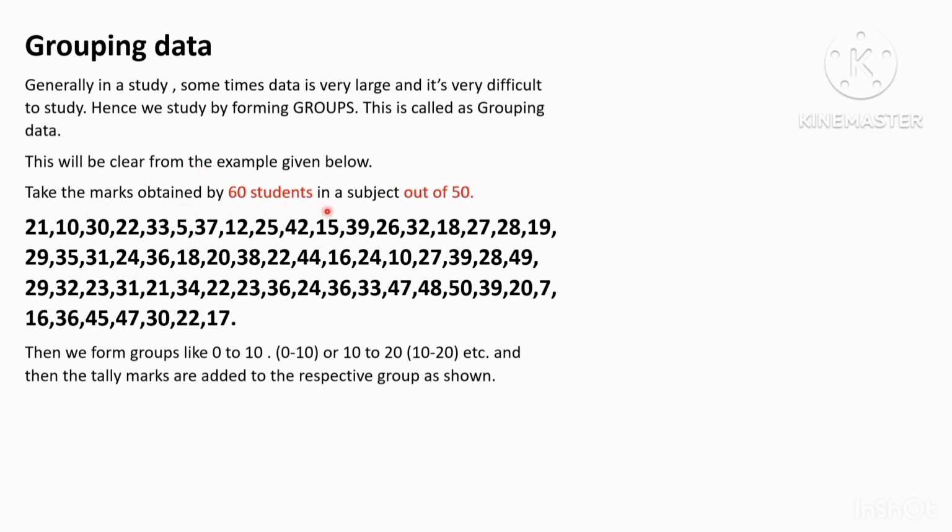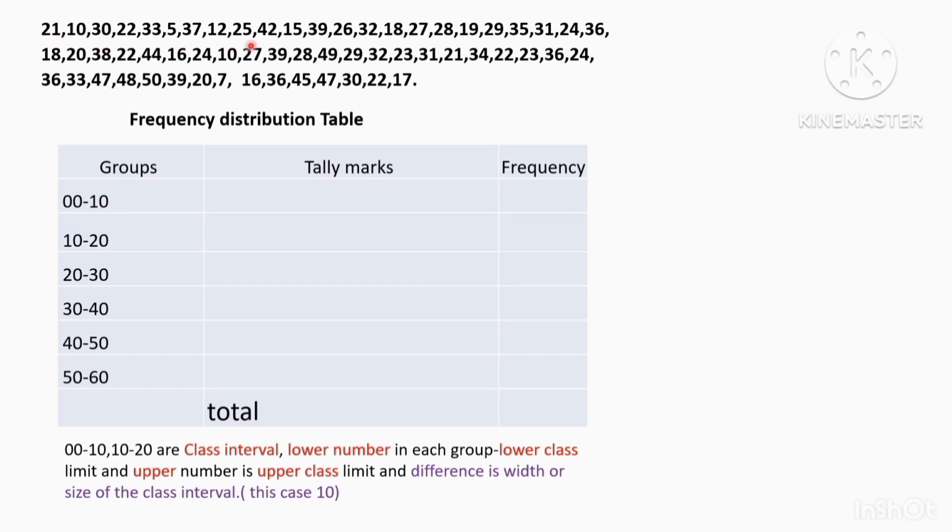We take marks of 60 students in a subject out of 50. So we form groups of 0 to 10, 10 to 20, till 50, and then we tally these marks with respect to the respective group as shown below. So here we try to solve the problem. These are the marks out of 50 in a subject for 60 students.